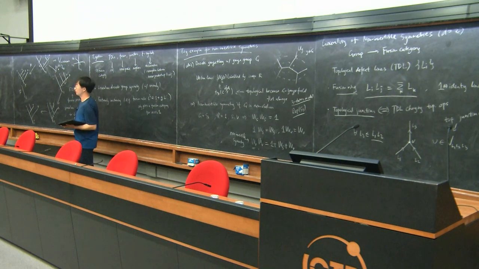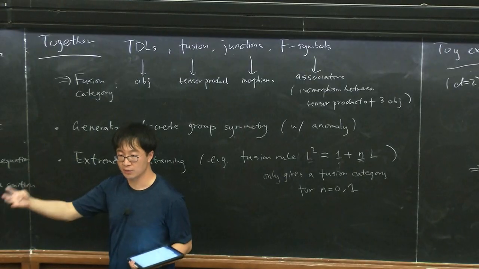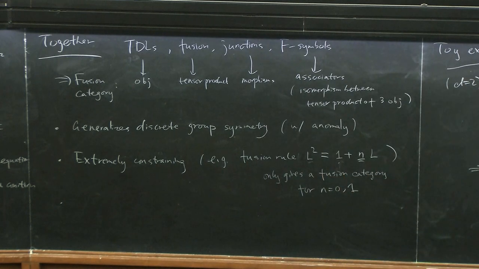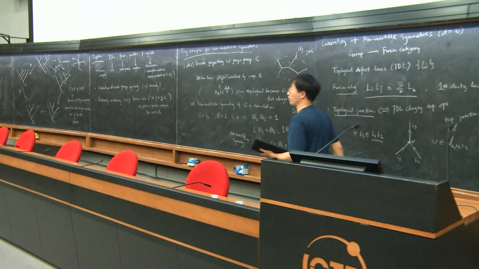cohomology. So the phase coming from the F move for the group symmetry case is subject to ambiguities coming from the exact cocycles. And the physical origin of that is coming from the redefinition of these point-like operators.